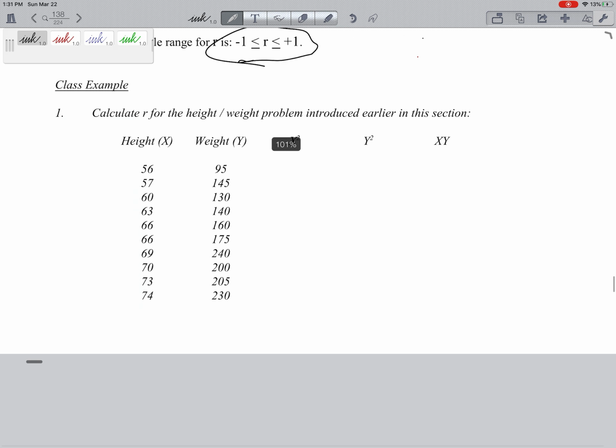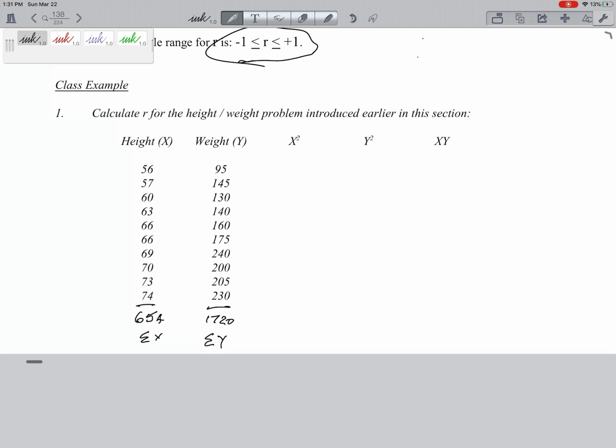So let's take a look at our example here of height and weight. The original columns give you the heights and the weights, and that's going to be the x's and the y's. We can sum these up, and we'll get these numbers here. So 654, that's the sum of the x's. And then the y's sum up to 1720, so that's the sum of the y's.